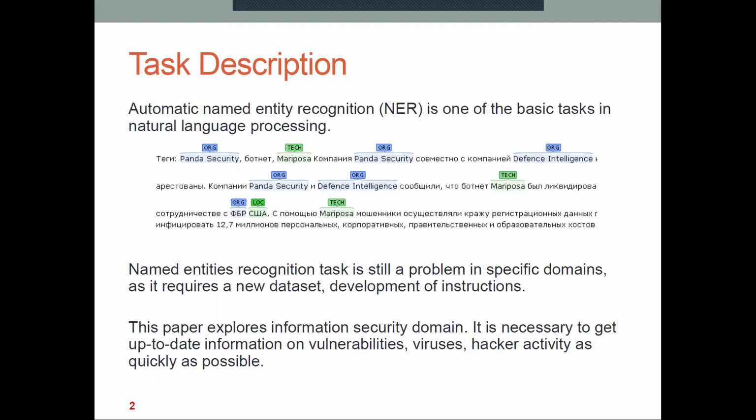Now, NER is still a problem for specific domains, because specific domains require new datasets, new instructions for dataset creation and labeling, and specific domains also often contain specific terminology, and many algorithms can have problems with this. This paper will be about the information security domain, because it's really necessary and helpful for information security specialists to get updated information about viruses, hackers, and vulnerabilities.